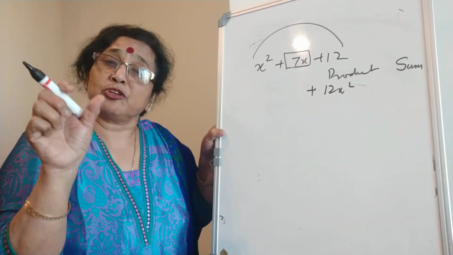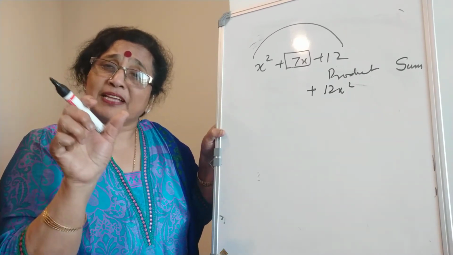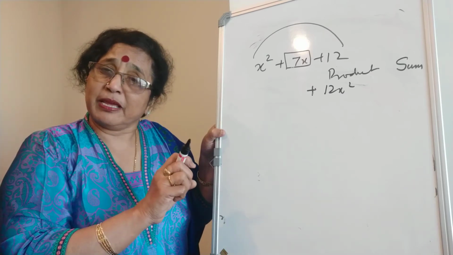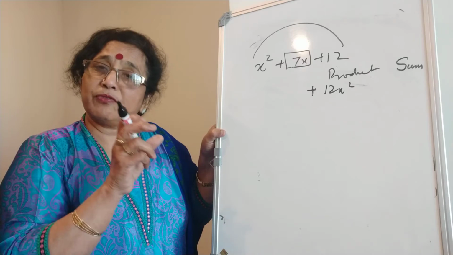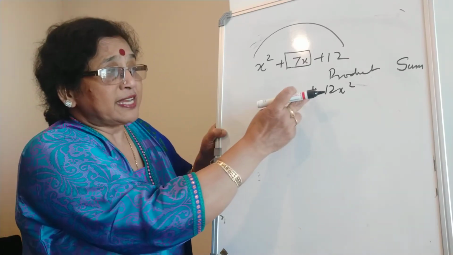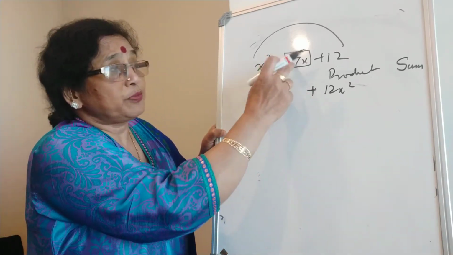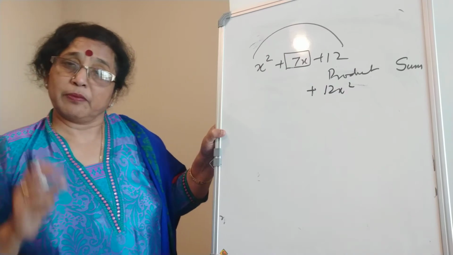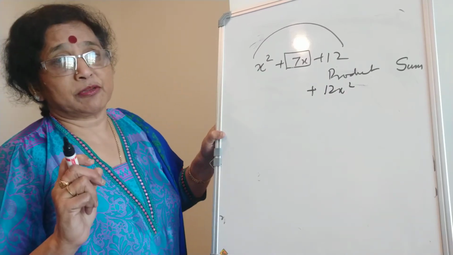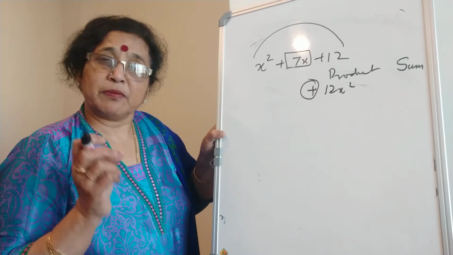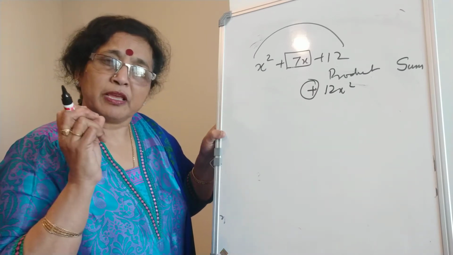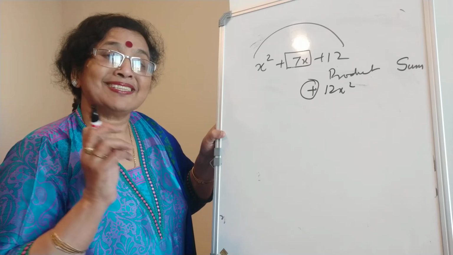So both the terms should have the same sign. It should be plus and a plus, which gives you plus when you multiply, and a minus and a minus will also give you a plus. So this decides the sign of the 2 terms which you break 7x into. They have to be both plus or both minus, because the product is plus. Multiplication of them will give you plus 12x square, so it should be plus and a plus, or a minus and a minus.